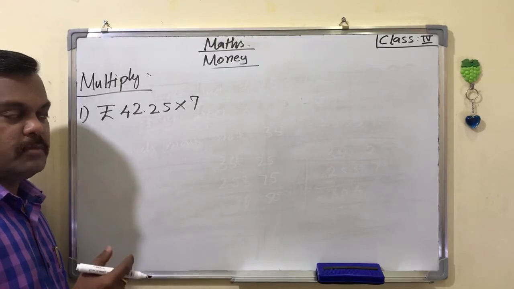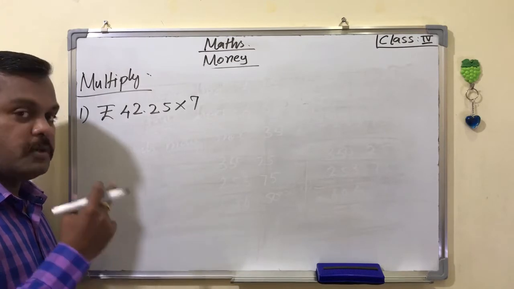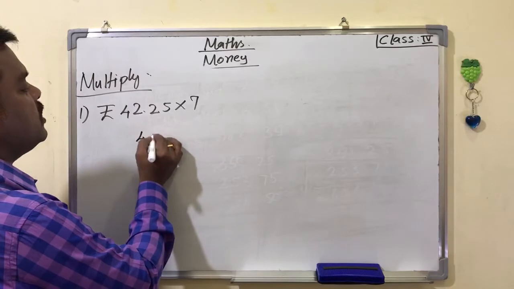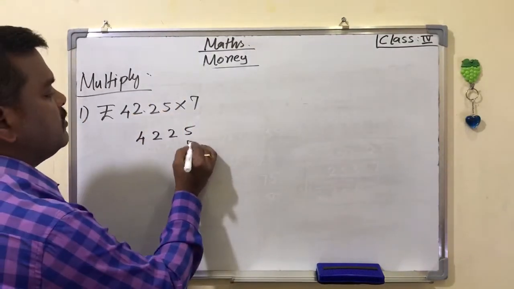The procedure for decimal multiplication is, first you have to remove the point. Okay, so 42.25. If you are removing this point, 4225. Then multiply as usual.